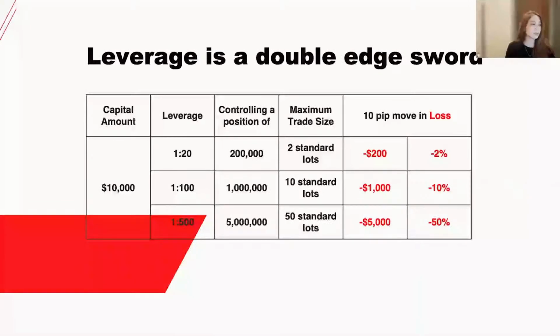For example, you take the last leverage ratio, 1:500, giving you control of a position of 5 million, 50 standard lots. Every 10 pips will cost you $5,000, right? That will have a big impact on your capital amount, equal to 50%.